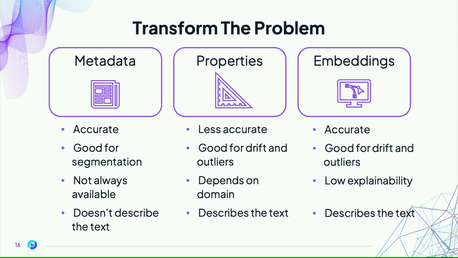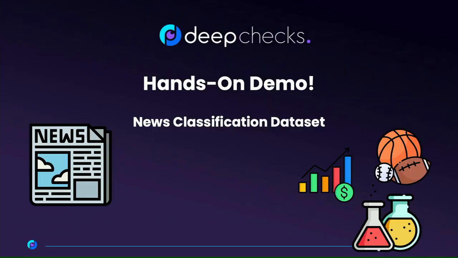The biggest disadvantage is that embeddings are not very explainable. That means if you know there's a drift in the embeddings, you know that it happened, you know that something changed, but you don't know what. So in the demo, I'll show how you can use embeddings in a more explainable way.